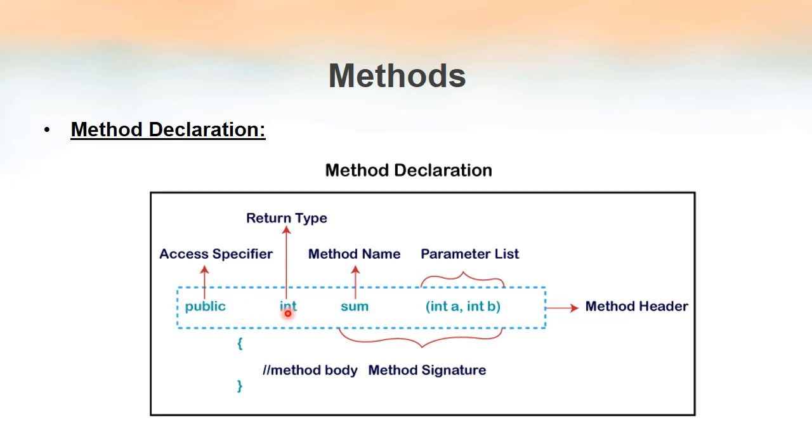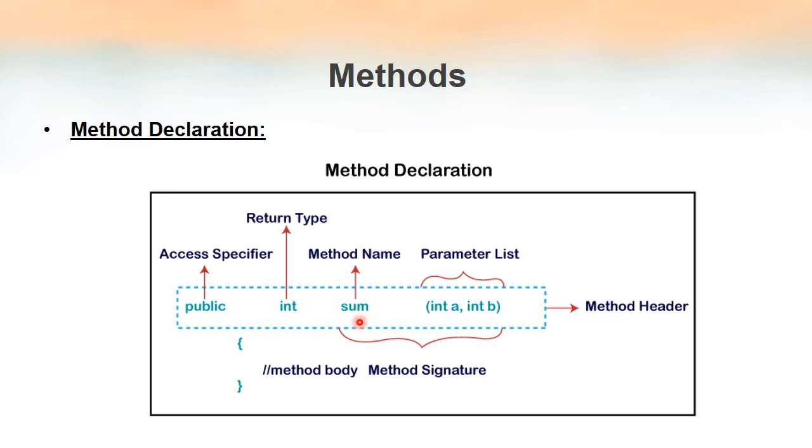Then the return type, that you know, we have studied in other programming languages also. Return type means the type of the value the method is going to return. If the method returns an integer value, then return type must be int. If the method is going to return a double value, then the return type must be double. At the same time, if the method does not return anything, then the return type must be void. That you know, right?